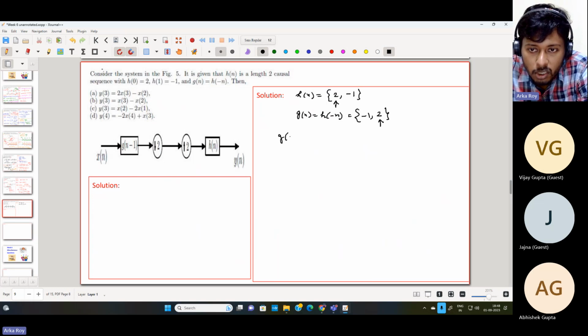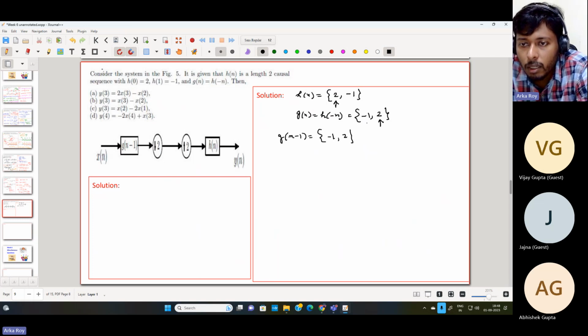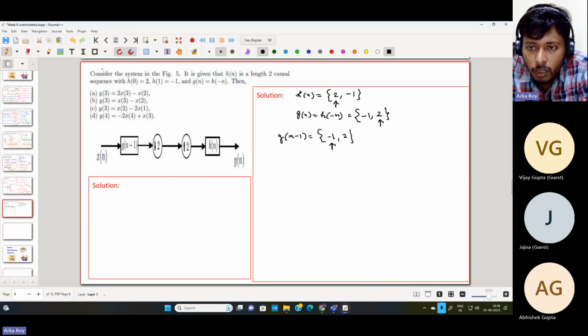Now we need to find what g[n-1] is. That means there is a delay associated with it, which will result in -1, 2. Now this was at the -1st index, and this was at the 0th index. Because I'm shifting this signal by an amount of 1, the origin will contain -1, and at the first location the signal value will be 2. So I can write it in the form of delta functions: -delta[n] + 2 delta[n-1].